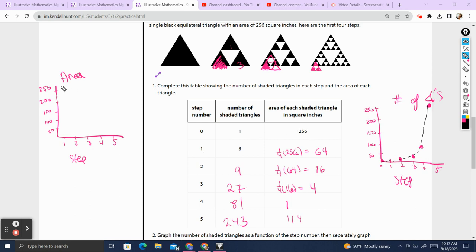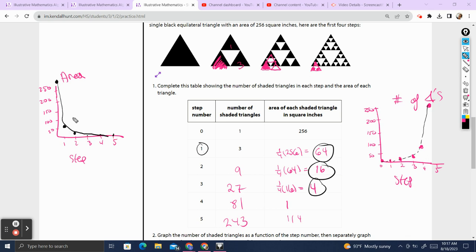We start with 256 at step 0, so that's all the way up here. Then we go to 64 for step 1. That's going to be about right there. For step 2, we're at 16. For step 3, we're at 4. For step 4, we go basically down to 0. This is a tiny bit above 0. And again, you don't have to, but I'm going to connect it.